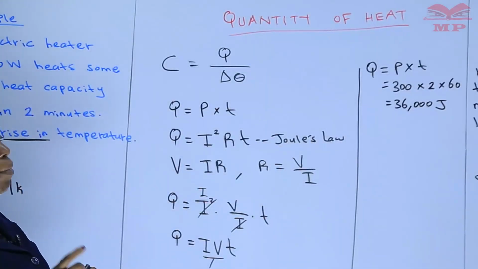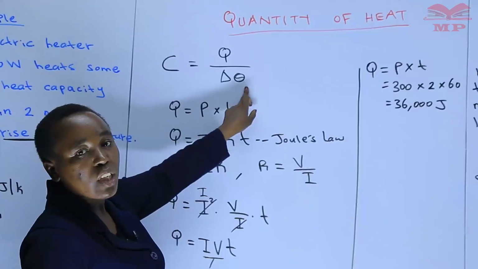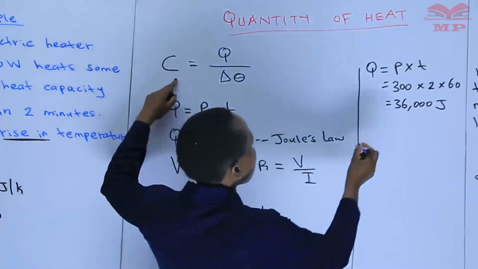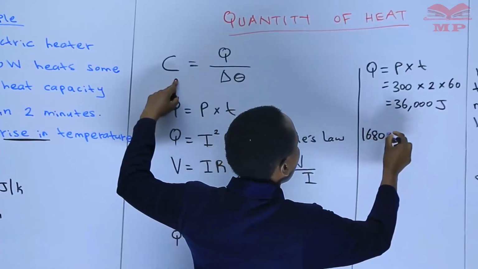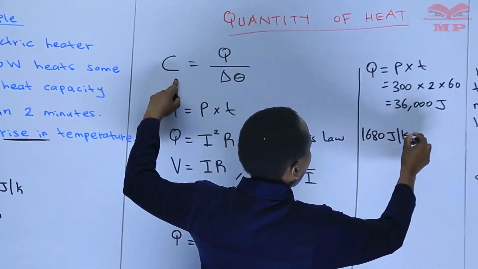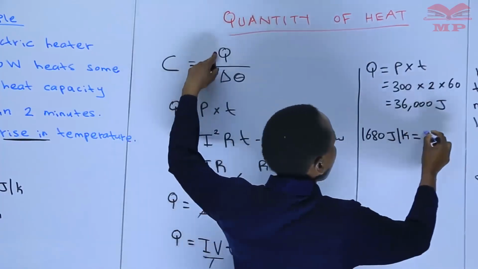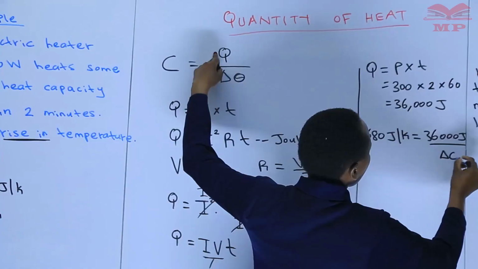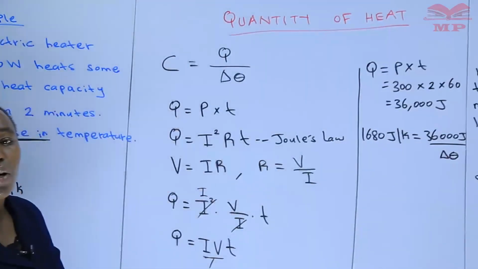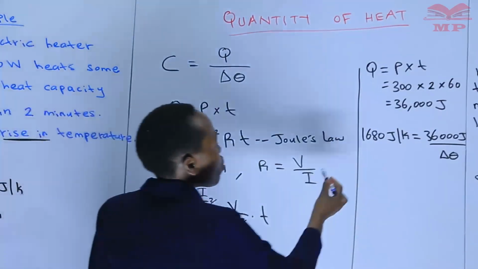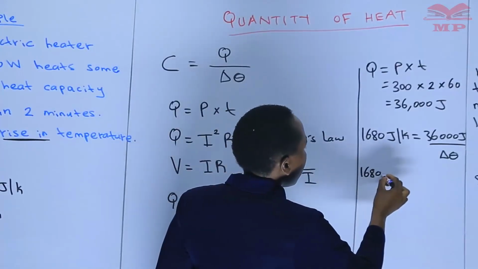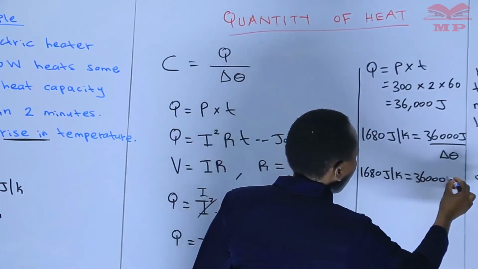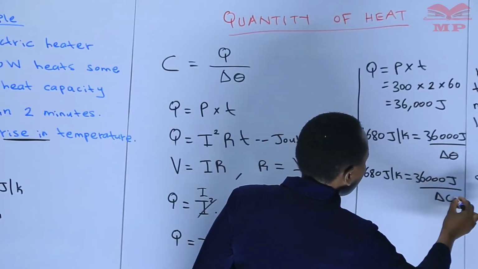So we continue. Remember, we still want to get the change in temperature. So our heat capacity is given as 1680 joules per Kelvin, which is equal to our Q, which is 36,000 joules divided by the change in temperature. So we still want to get that change in temperature.